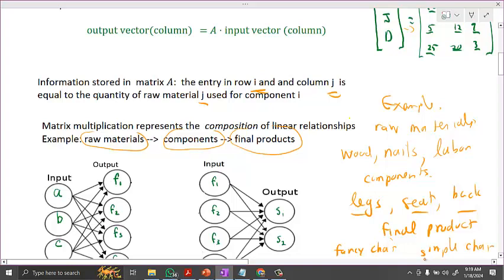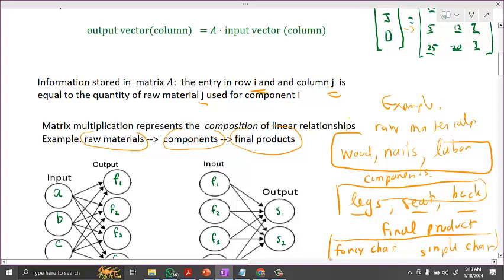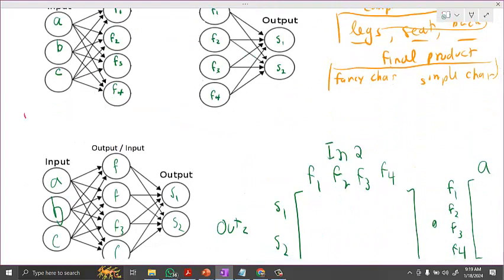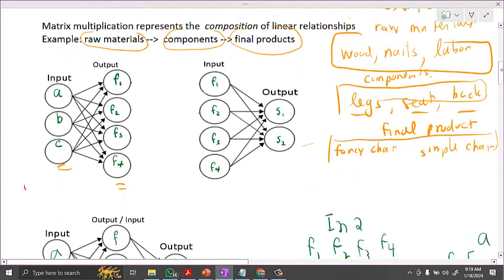Okay. So I have raw materials that I start with. I use these raw materials to make components, and then I use the components to make a final product. So there are two stages and not just one. Okay. So the first stage might be here, where I go from the raw materials to the components. And then the second stage, I go from the components to the output. Okay. And each one of these stages has a relationship.